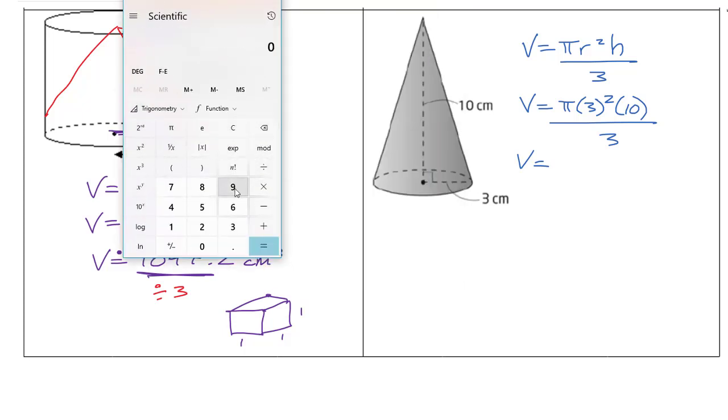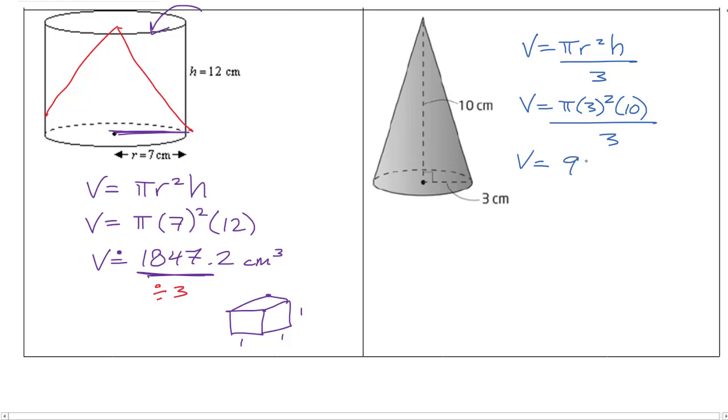All right, so 3 squared is 9, right? So 9 times pi equals this. Times it by 10, we get this. And let's divide it by 3. Boom, there you go, 94.2 approximately. So 94.2 approximately centimeters cubed. All right, okay, let's check out a couple more quick questions here.